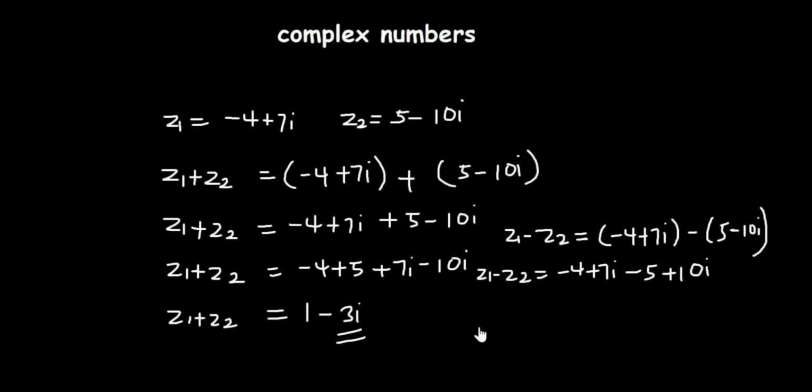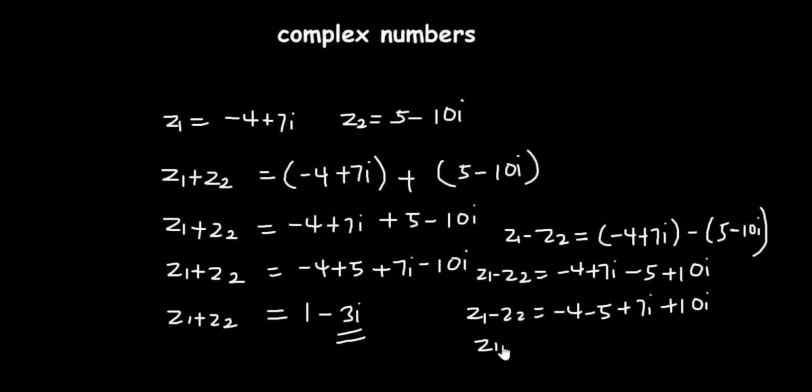Okay. So now we can group like terms. So that will give me z1 minus z2 to be equal to minus 4 minus 5, and then plus 7i plus 10i. Okay, so now let's simplify this.